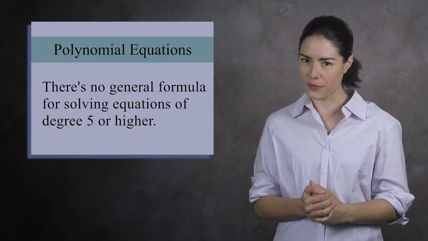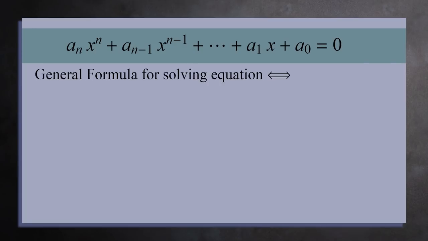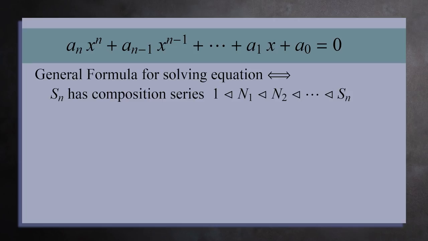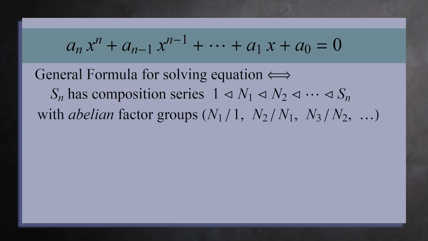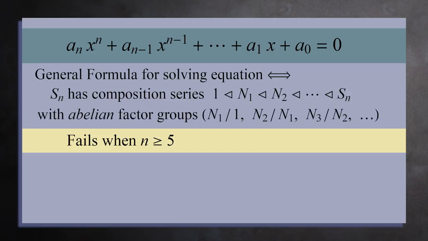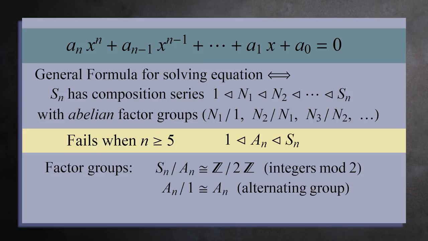called the Galois group. For there to be a general formula for a polynomial of degree n, the composition series of the symmetric group Sn needs to have abelian factors. But this fails when n is greater than or equal to 5. That's because in this case, Sn has a composition series with only 3 groups, the trivial group, An, and Sn, where An is the alternating group, the group of even permutations. For this composition series, the factor groups are the integers mod 2 and An.